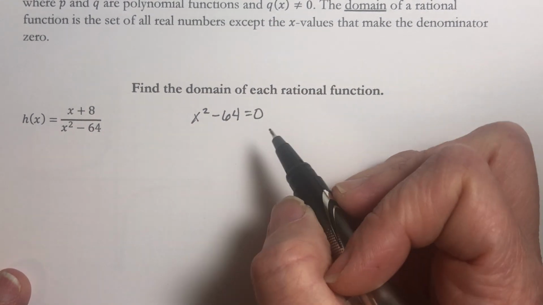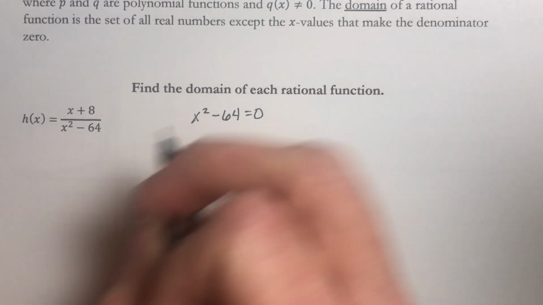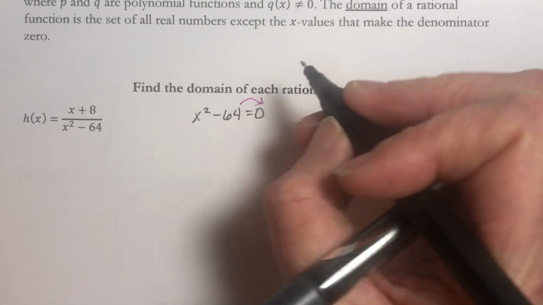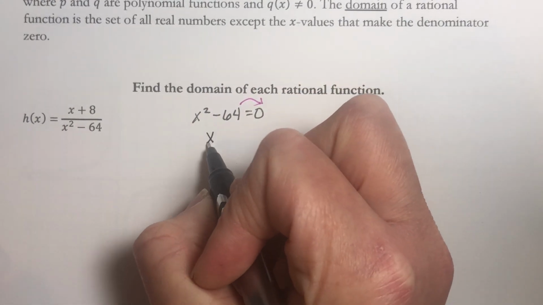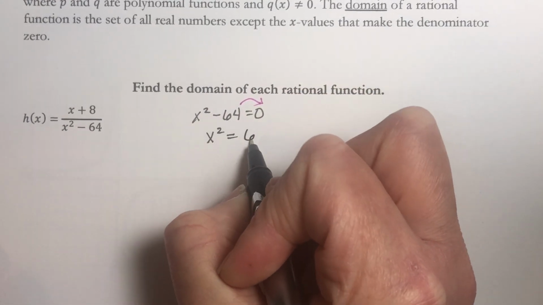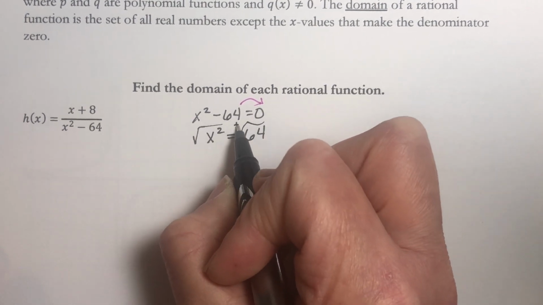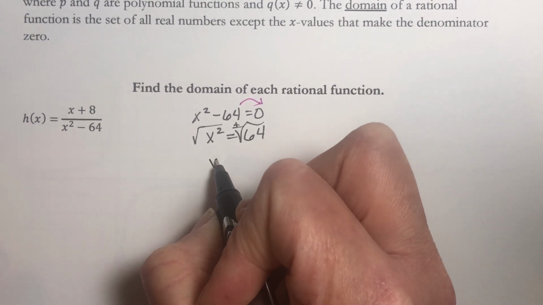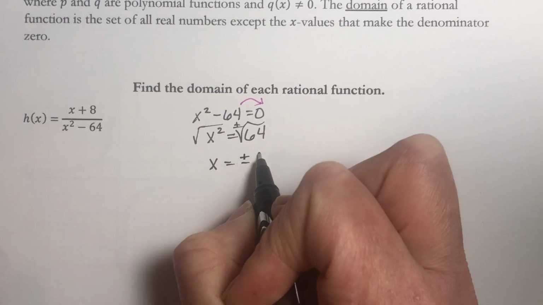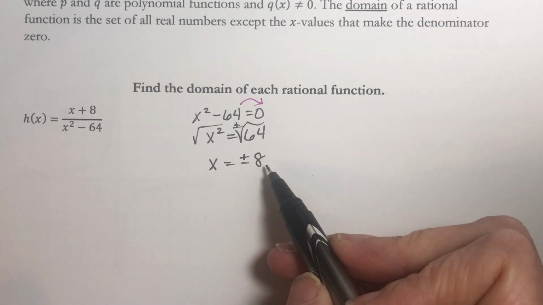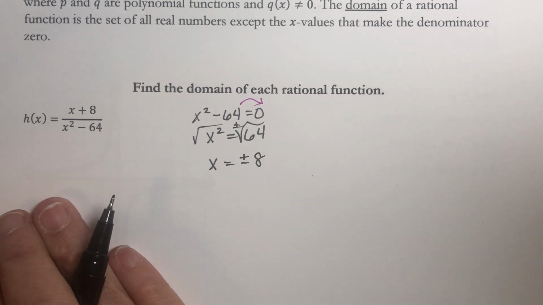Now, there are two ways you can work this. It is a difference of squares, so it's easily factored. Or you may recognize that you can get x squared by itself very easily. And then you can use the square root property to get your answers as x equals plus or minus 8. So these are the two numbers that must be removed from the domain.